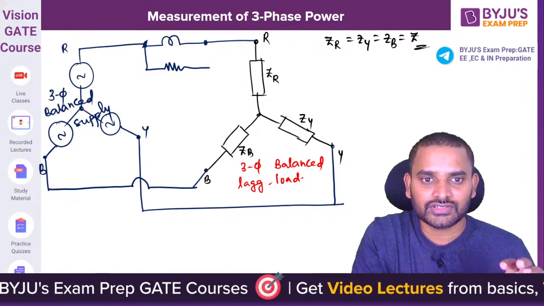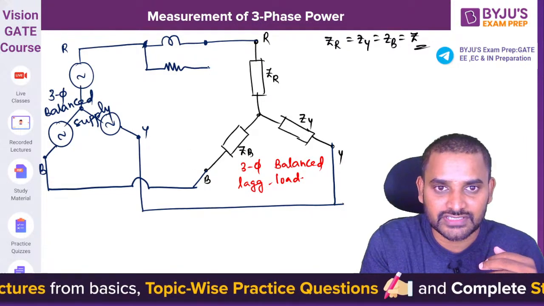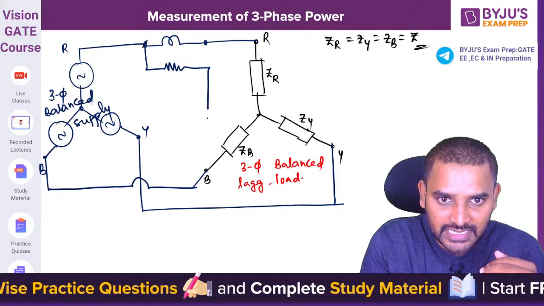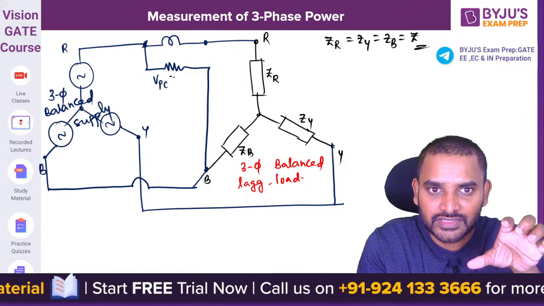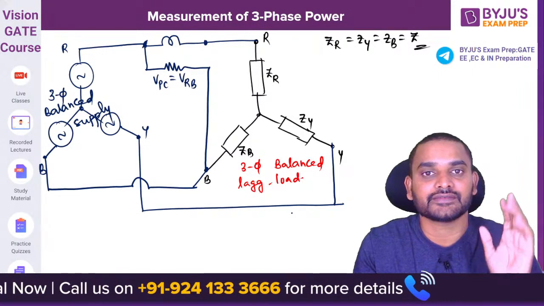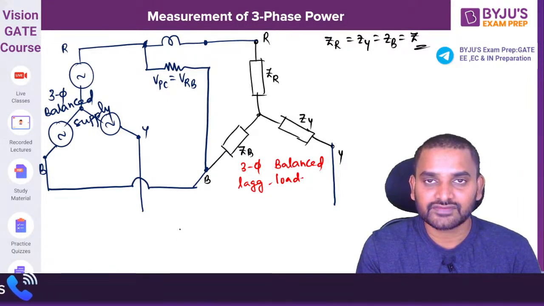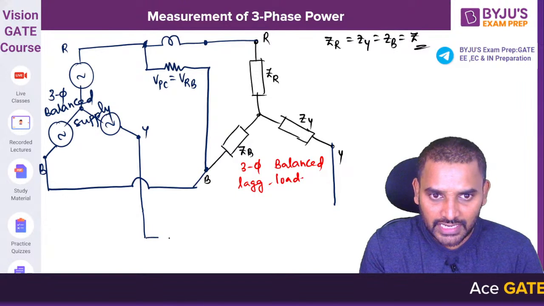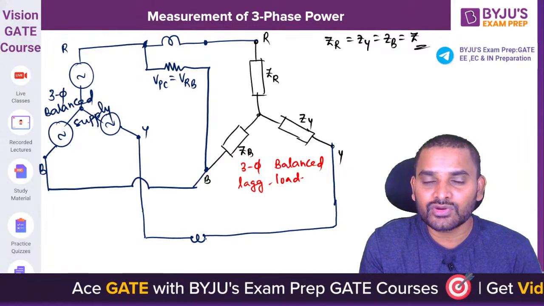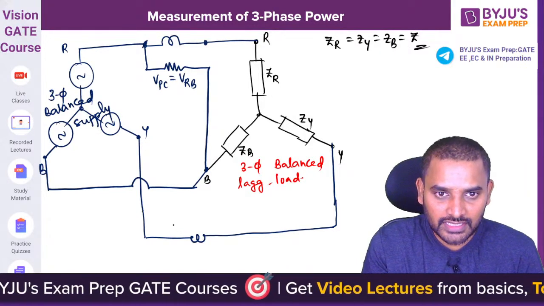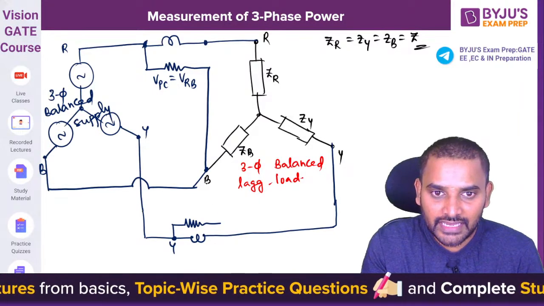Okay, now what I'm going to do is take this B phase as reference. So now this pressure coil is going to be connected between R and B. Now if that is the case, I can connect another wattmeter in the Y phase. This is going to measure IY current, and similarly the pressure coil is connected between Y and B.